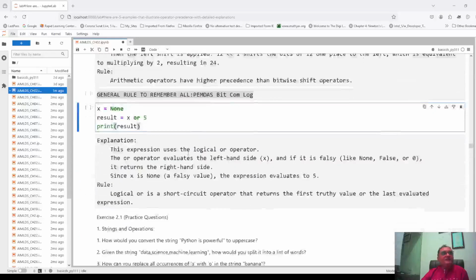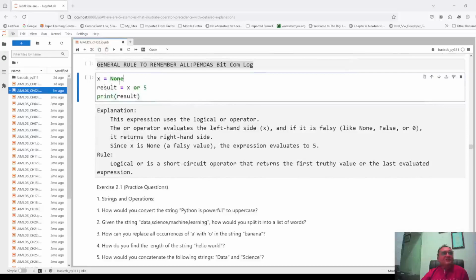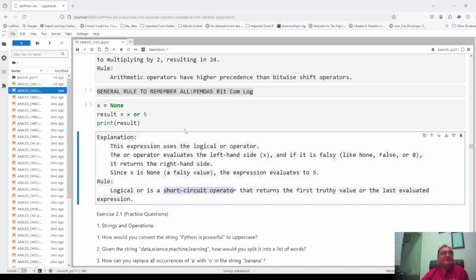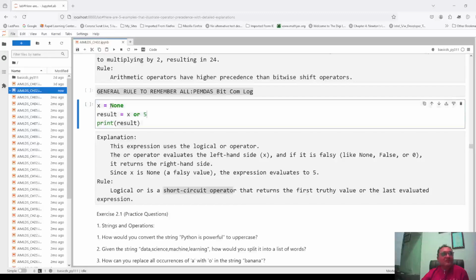Now here x is equal to, suppose, None, then the result is x or 5. Now or is a slightly special type of operator. It is a logical operator, that is true, but it is also called a short circuit operator. Okay, what is the meaning, that we are going to see in this example? So here there is None.